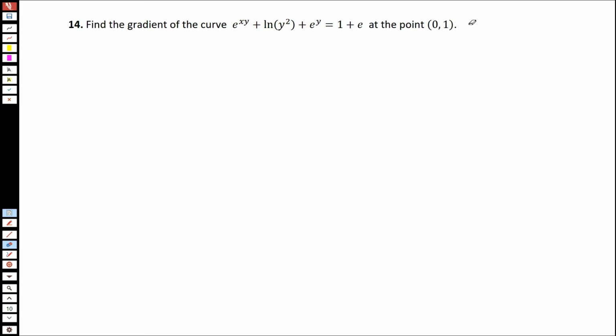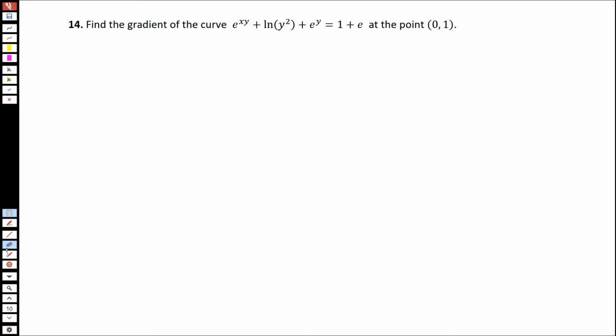In this question, we are required to find the gradient of this curve at the point (0, 1). Now, for us to be able to find the gradient of this curve at this point, we need to first of all find dy over dx and then substitute the point (0, 1) in place of x and y in dy over dx. So, to find dy over dx, we shall differentiate this curve implicitly.